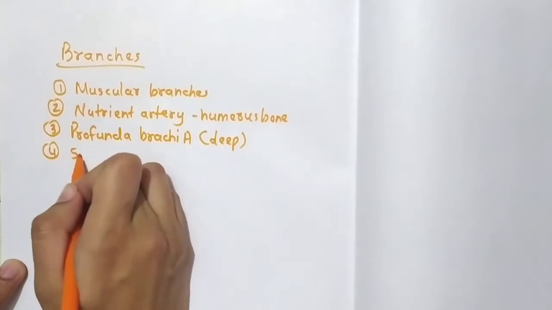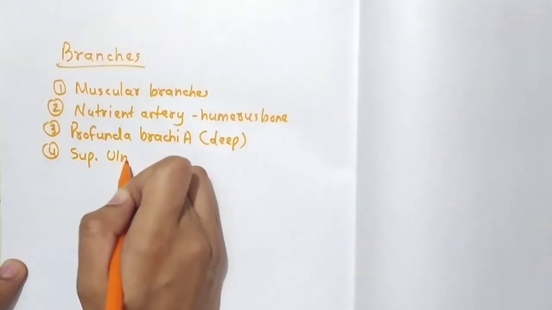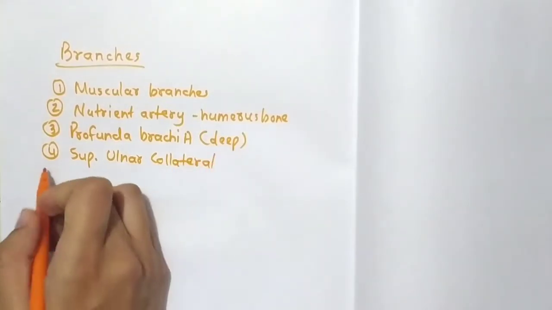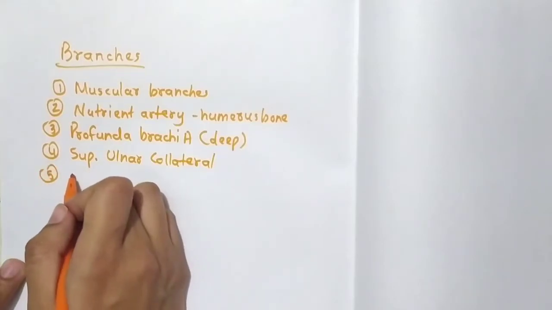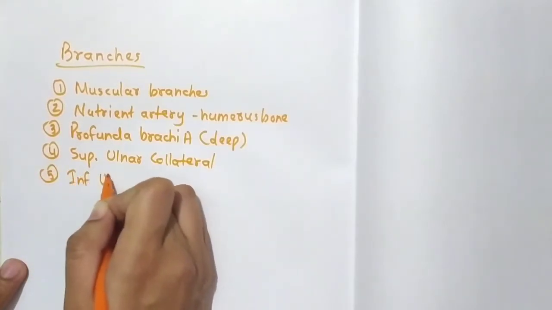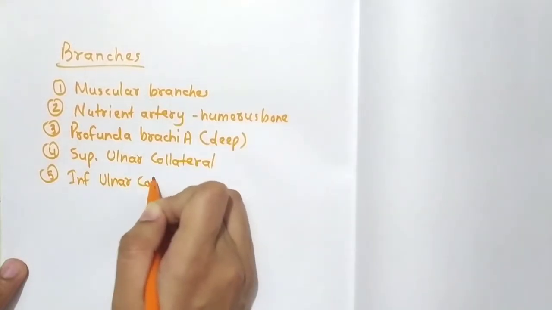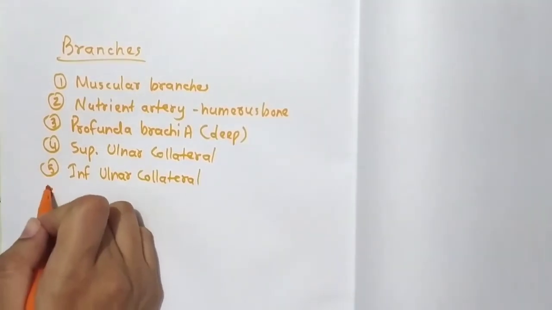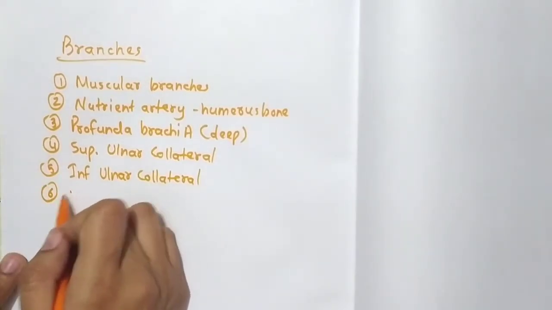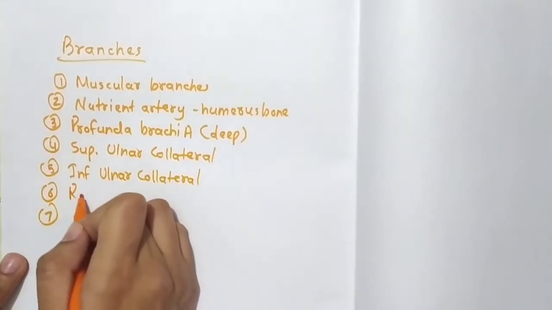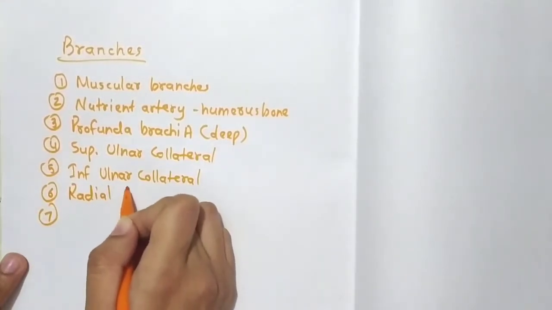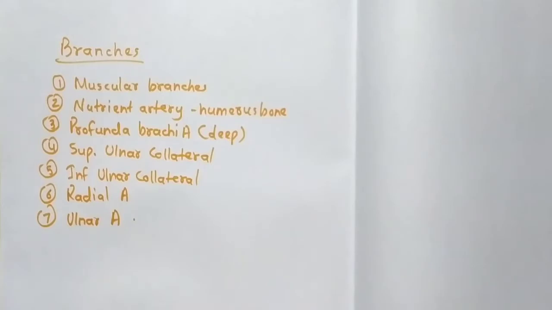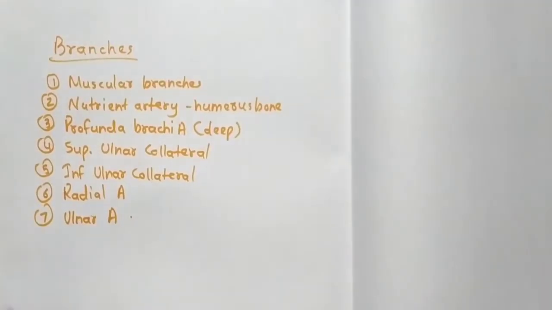And fourth is superior ulnar collateral, and fifth one is inferior ulnar collateral, and sixth is the two terminal branches, that is radial artery and ulnar artery. Okay, so these are the 7 branches of this brachial artery.